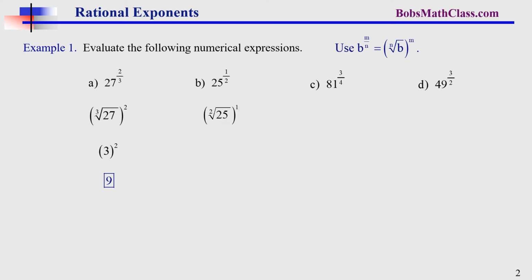Okay, 25 to the 1/2. Again, the bottom number is your index. So I wrote it in there, but you don't have to write in the 2. It's always an assumed 2 if you do not write it. The top number, the 1, goes outside the parentheses. So now we have the square root of 25, which is 5, raised to the first power, and that will be 5.